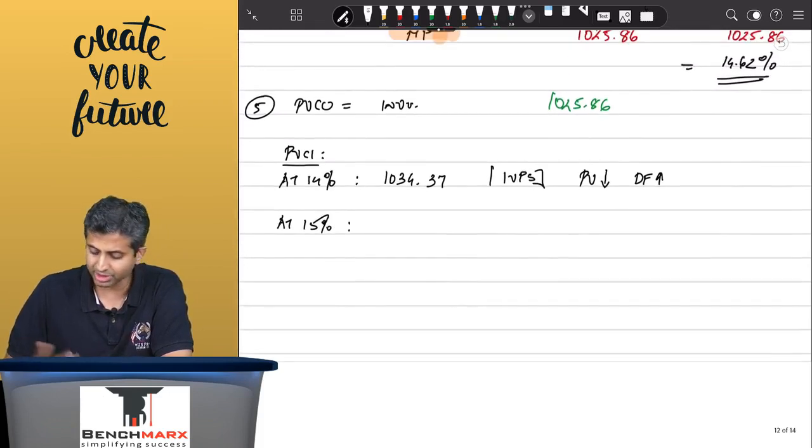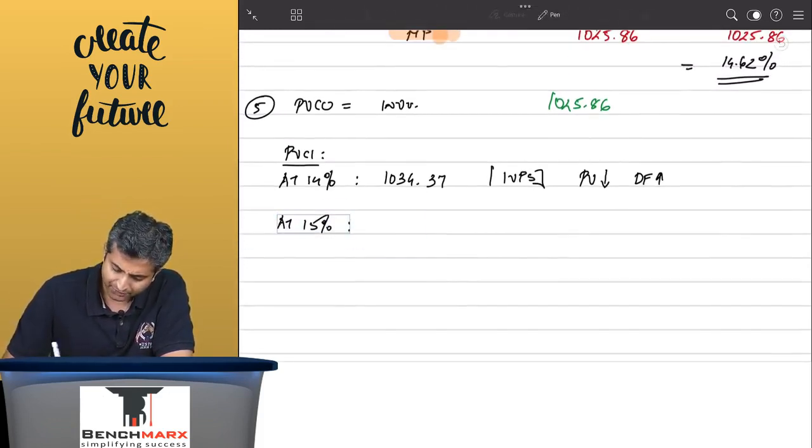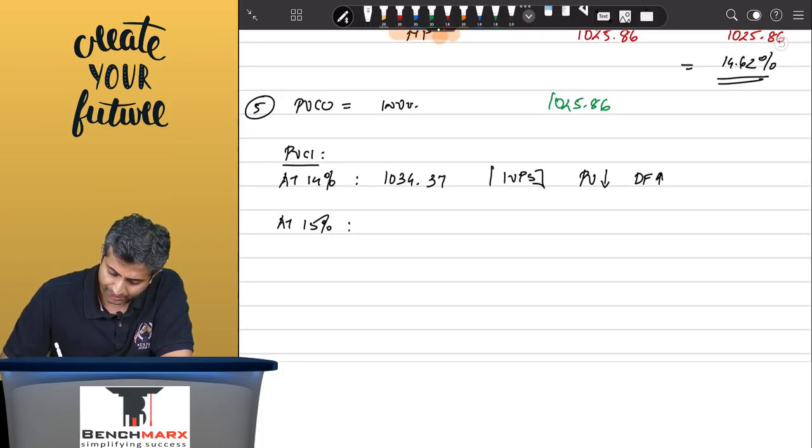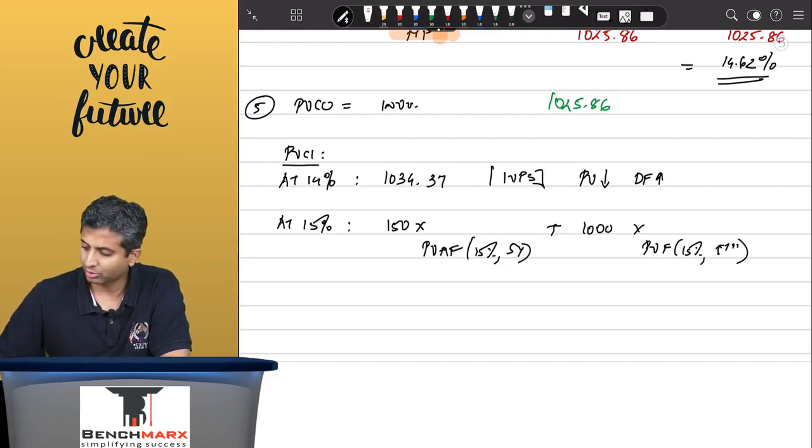I want to reduce the present value, so I need to increase the discounting factor, which means at 15%. If I do the workings over here, this will be 150 into the present value annuity factor at the rate of 15% for a period of 5 years, plus 1000 into the present value factor at the rate of 15% for the 5th year. That's 1 divided by 1.15 to the power 5.